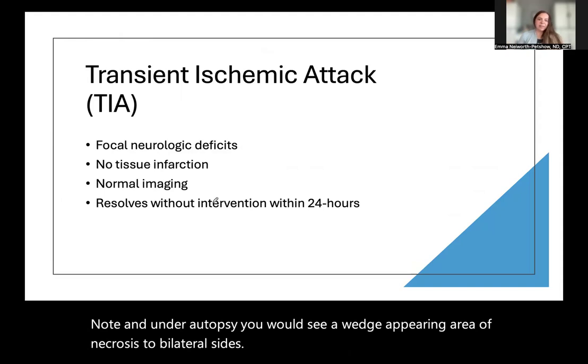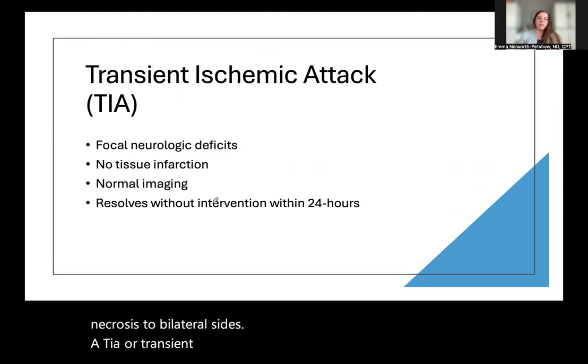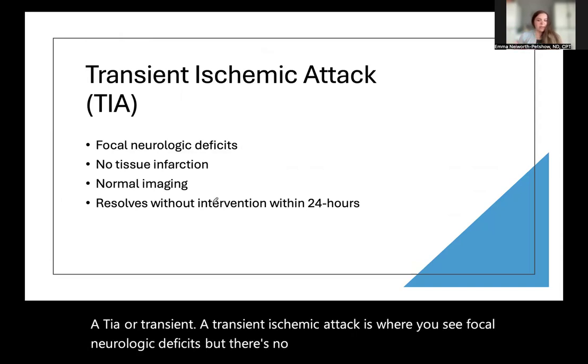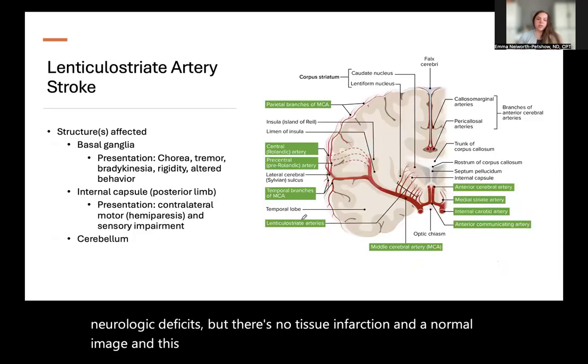A TIA, or a transient ischemic attack, is where you see focal neurologic deficits, but there's no tissue infarction and a normal image. And this would typically resolve on its own within 24 hours.